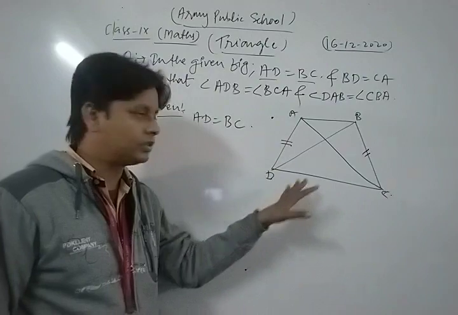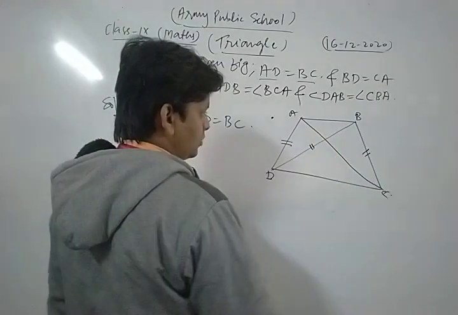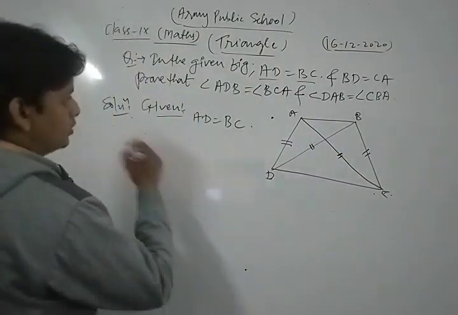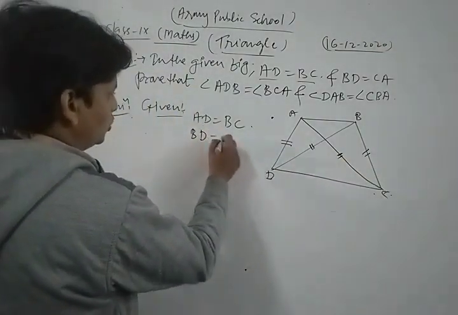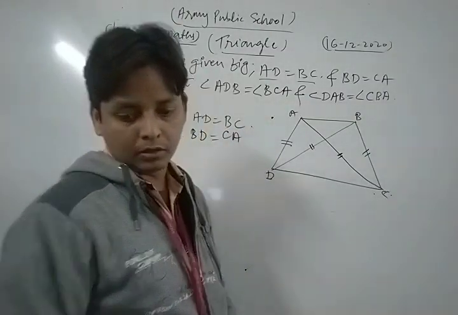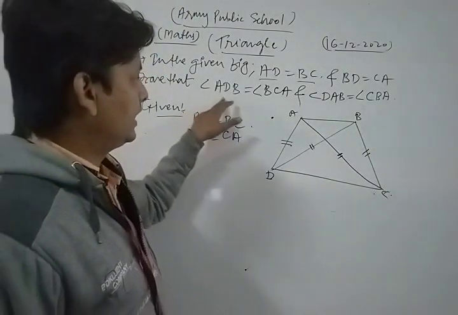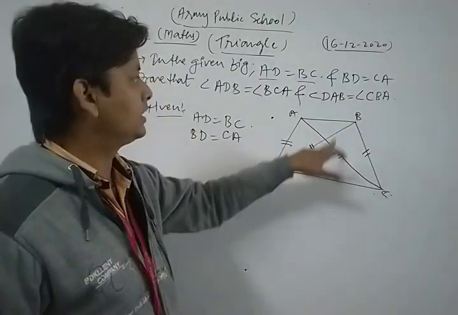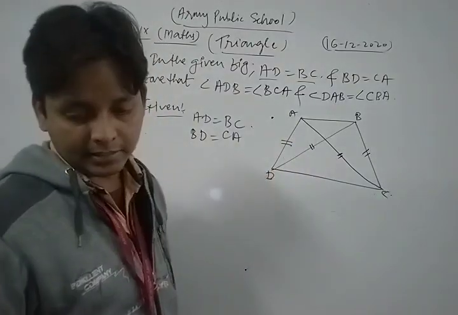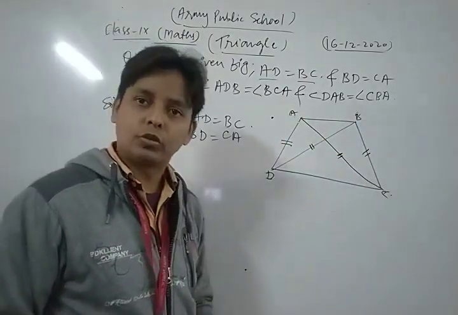Because AD is equal to BC, we write this. Now, BD is equal to CA. Let's see, BD is equal to CA. Okay, now what do we prove, dear students? We have to show that angle ADB is equal to angle BCA. Now, dear students, we take triangle ABD and triangle ABC.